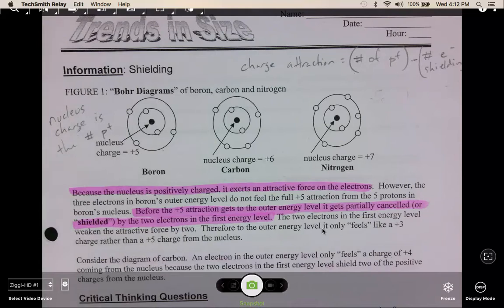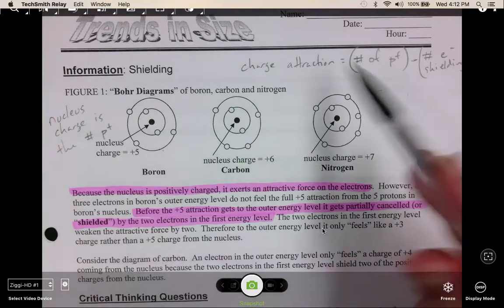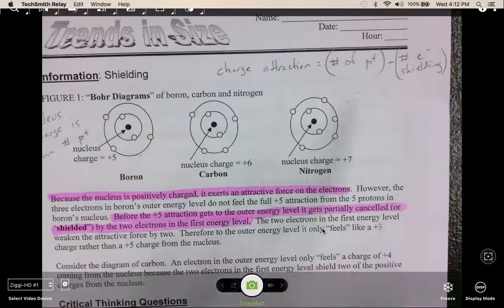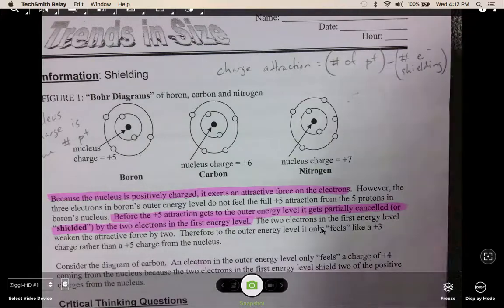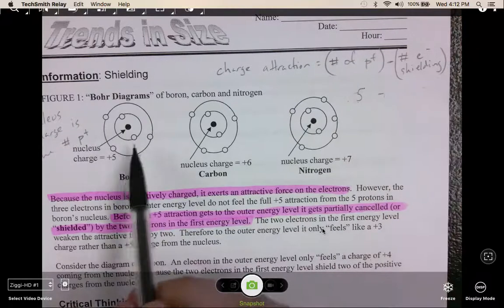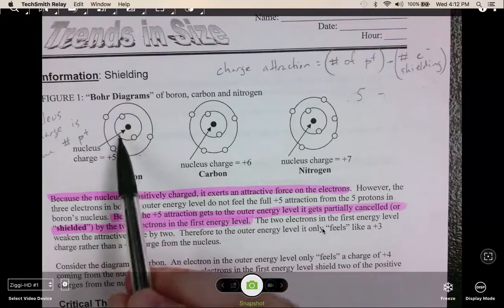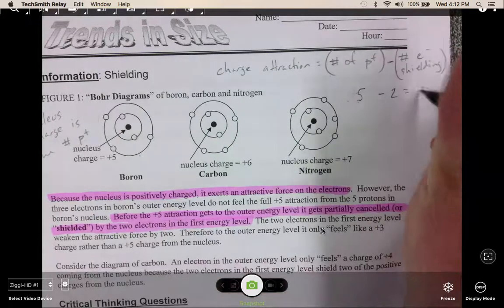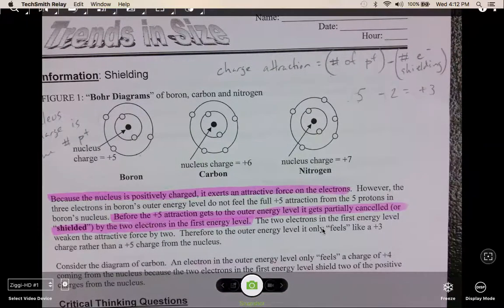So you can always calculate charge attraction fairly easily. Charge attraction is always equal to the number of protons minus the number of electrons that are shielding. So if we were to calculate it for boron, we would see that boron has 5 electrons. If we're looking at the outer energy level, we have 2 electrons that are shielding. So we would do 5 minus 2, which would give us a plus 3.